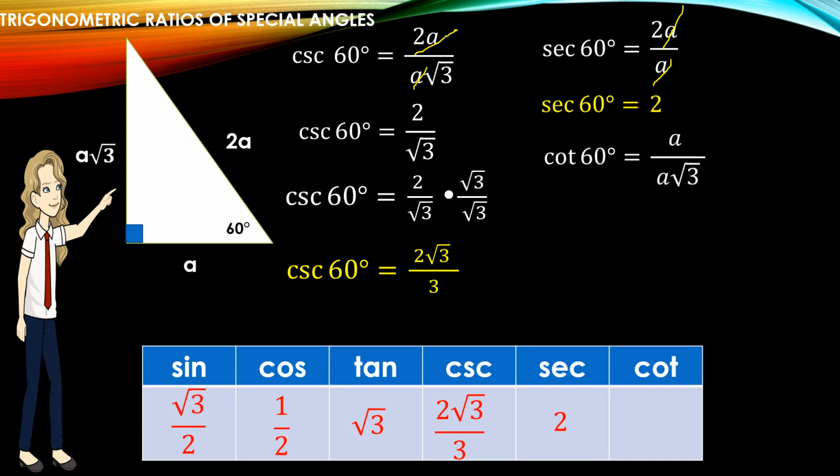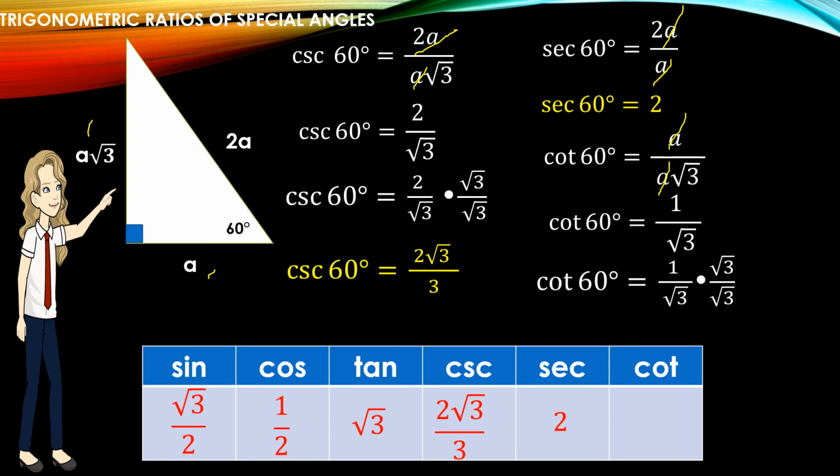How about the cotangent 60 degrees? So cotangent 60 degrees is adjacent over the opposite. So a over a square root of 3. So cancel the a. So it becomes 1 over square root of 3. Then multiplying by square root of 3, numerator and denominator, it becomes square root of 3 over 3. So cotangent 60 is equal to square root of 3 over 3.